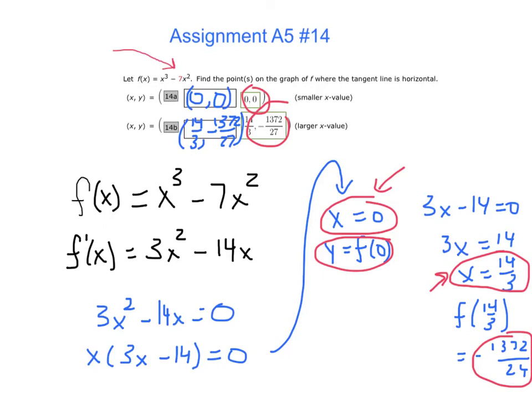Okay? So hopefully that gave you a little insight into how to find where the tangent line is horizontal. You set the derivative equal to 0.